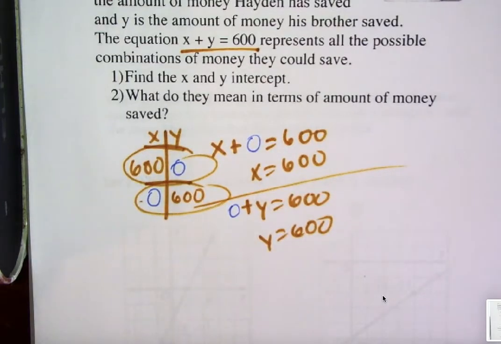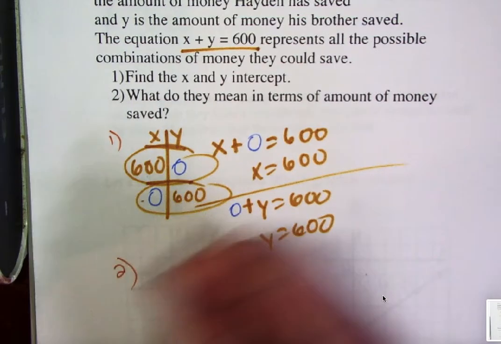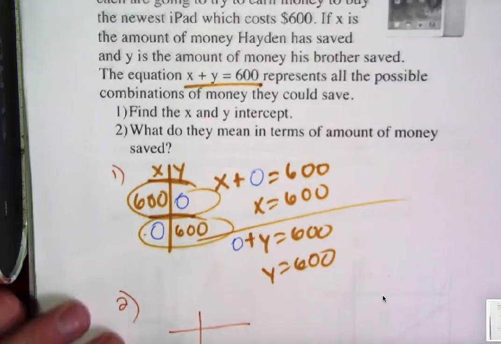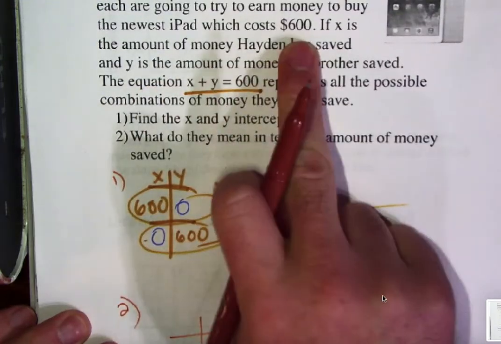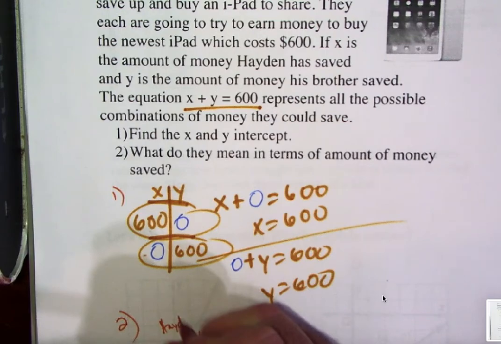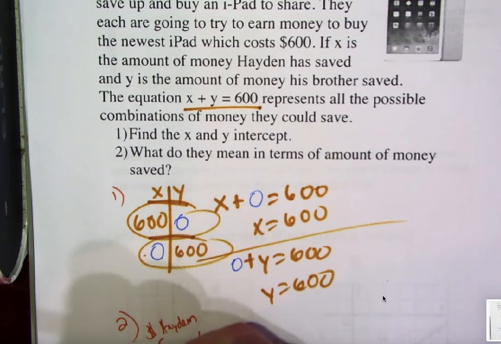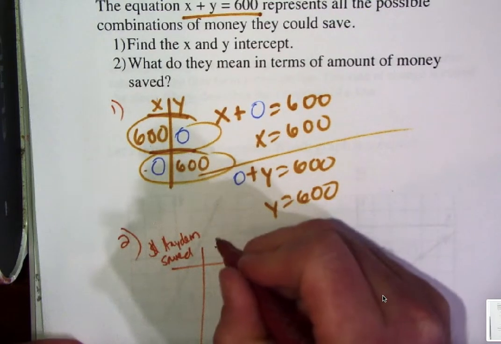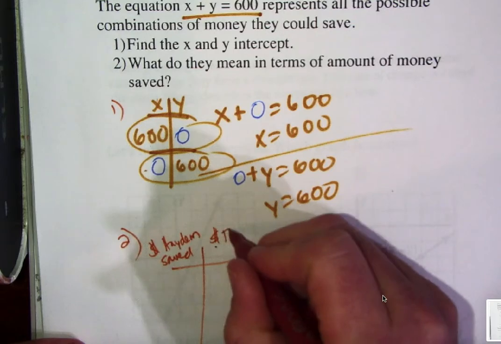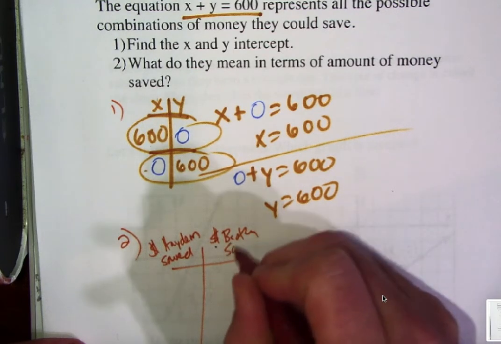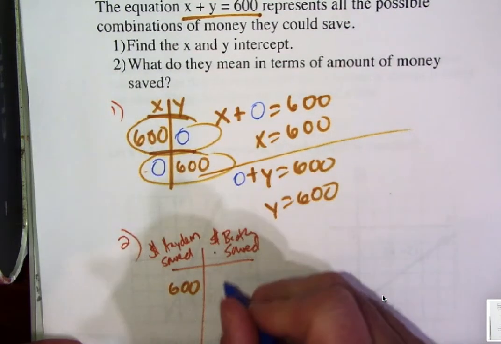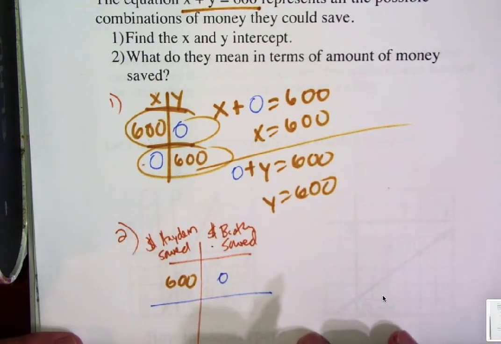Now, you have to talk about what they mean, right? What's this tell us? Well, again, we're going to think about what does X mean? X is the amount of money Hayden saves. So instead of just X, I'm going to say money that Hayden saved. And the Y is the money the brother saved, right? Hayden's brother saved. All right. So we take them separately. What does the point 600, 0 tell us? The x-intercept tell us?